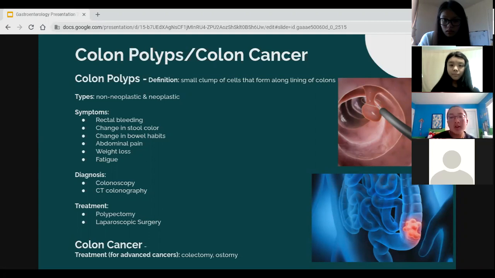Your colon is also known as the large intestine, which absorbs water and salts from the material that has not yet been digested as food. Polyps are caused by mutations in your colon, which is like how tumors form.